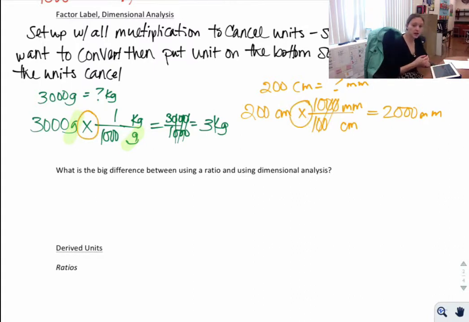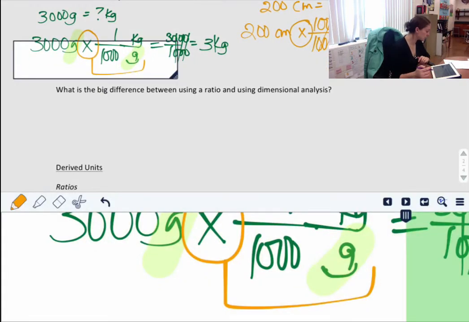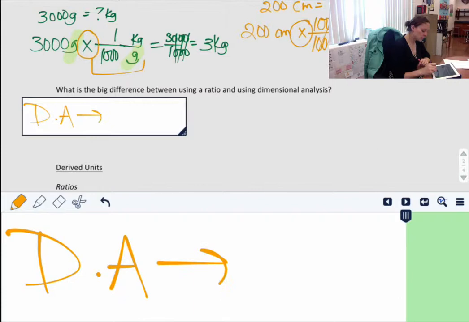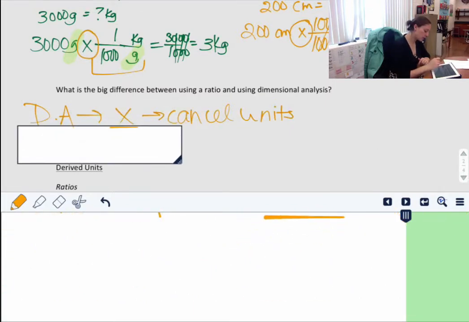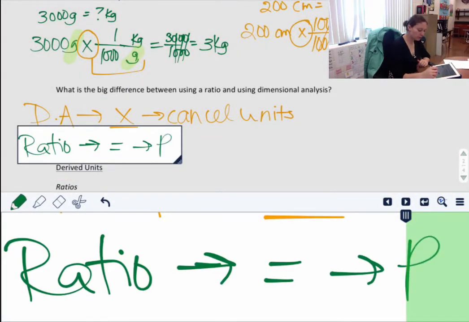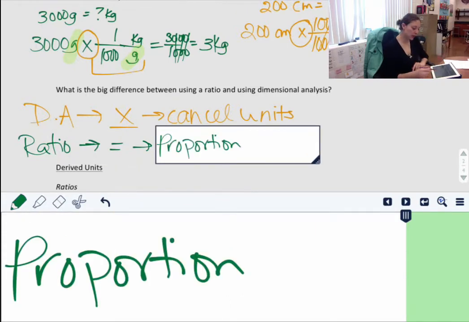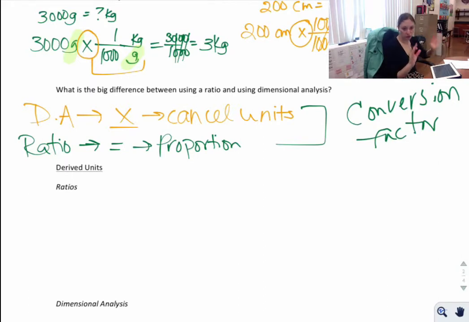In dimensional analysis, you have a multiplication sign. You're multiplying across the top and dividing by the bottom, but you're still using the same conversion factors. So the big difference between a ratio and dimensional analysis, let's put DA, is that you are multiplying and trying to cancel the units. If you are using a ratio, you have an equal sign and you're using a proportion. You're saying this is equal to that. They both use conversion factors because you have to convert from one thing to another. You've got to have the factor that has the conversion between the two of them.